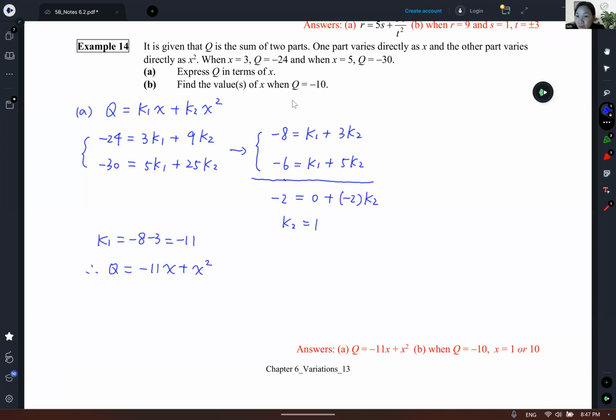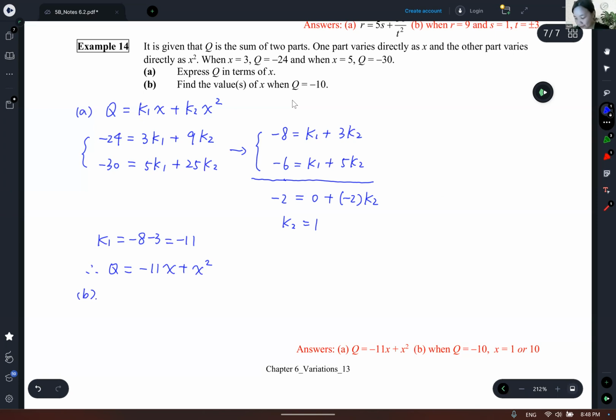In your exam or any tests, if you get k1 and k2 as very weird numbers, it's highly likely you're doing it wrong, because you can see all the examples. We have pretty simple k1 and k2, right? All I'm saying is that be skeptical.